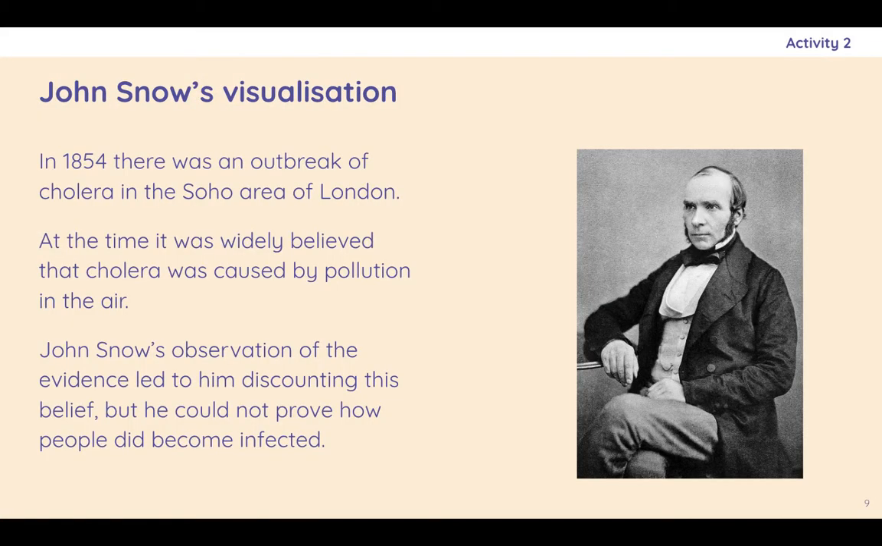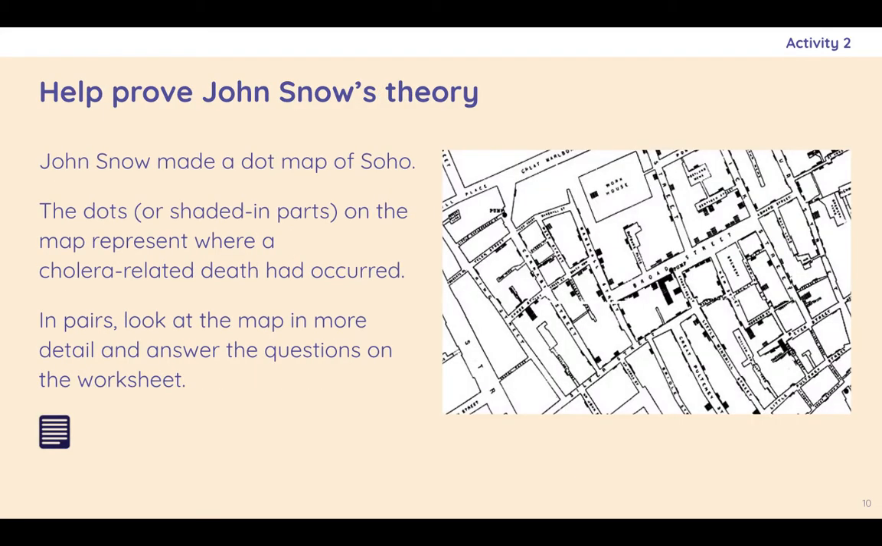So the next one we're going to look at is a visualization by a man called John Snow in the mid-1800s. There was a big outbreak of cholera, and it was widely believed that cholera was caused by air pollution. John Snow attempted to visualize the data of the cases to figure out if that was true and try and disprove or prove, well, just try and figure out what the truth of the matter was. So here is his map of Soho. And what he's done is he's just put dots wherever there was a case. Okay, so more dots equals more cases.